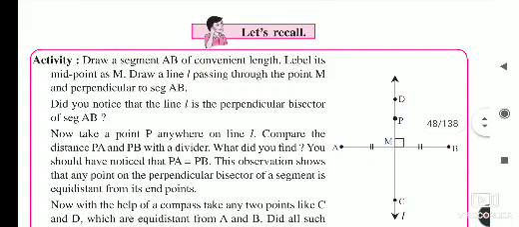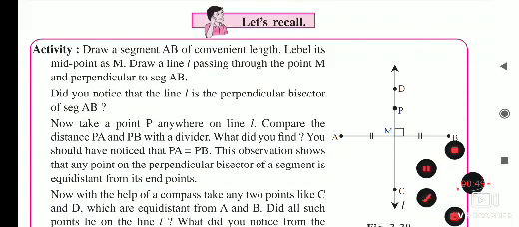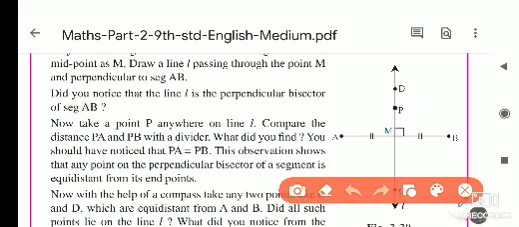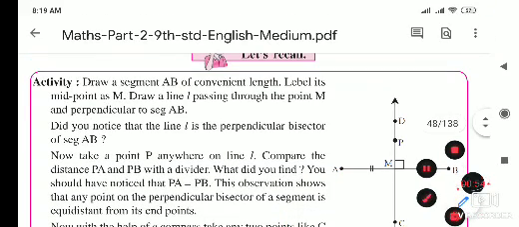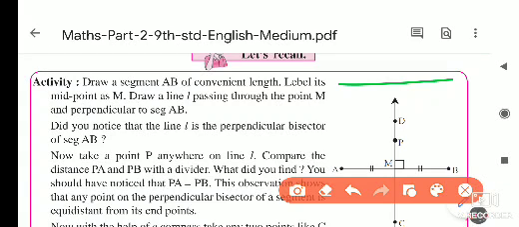So this activity is there. Let's see what is given inside it. First of all, draw a segment AB. We have to draw one segment AB of a convenient length. Label the midpoint as M. We have to take M as its midpoint, and we have to draw the line passing through point M.